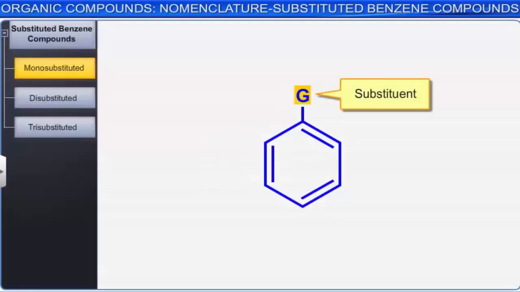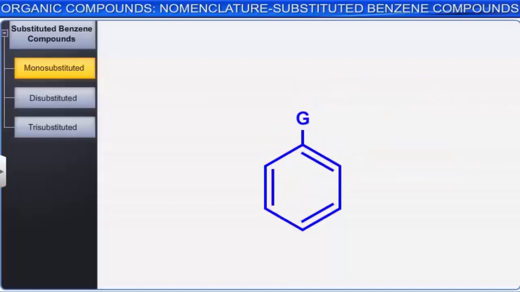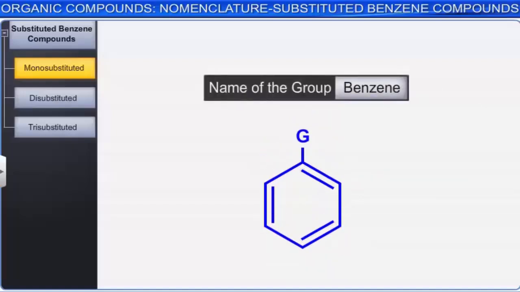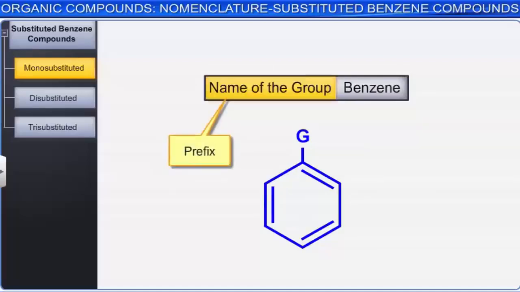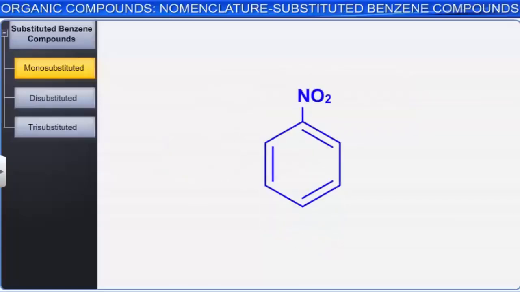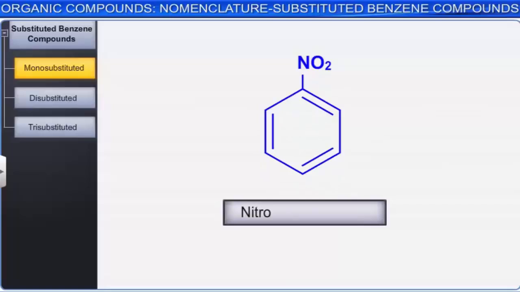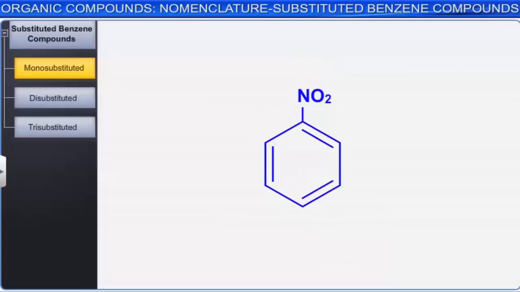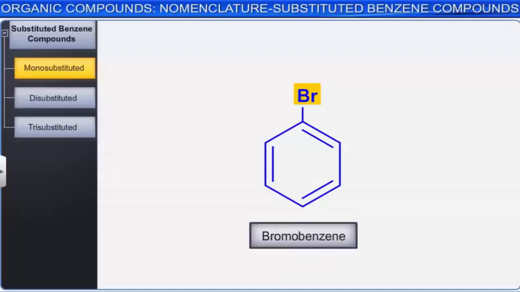Monosubstituted benzene has only one substituent attached to the benzene ring. While writing the IUPAC name of the monosubstituted benzene, the substituent's name is placed as a prefix to the word benzene. For example, in this compound, the substituent is nitro. Hence, the name of the substituent, which is nitro, is placed as a prefix to the name of the parent compound benzene, and the name of the compound becomes nitrobenzene. Similarly, if the substituent is bromine, then the name of the compound is bromobenzene.